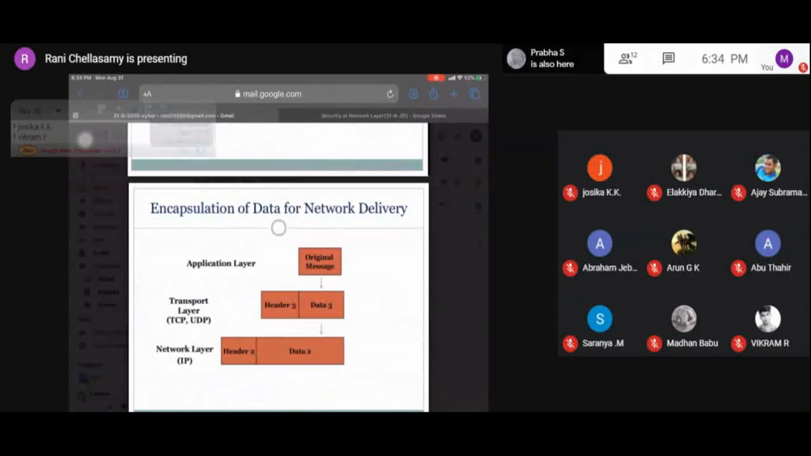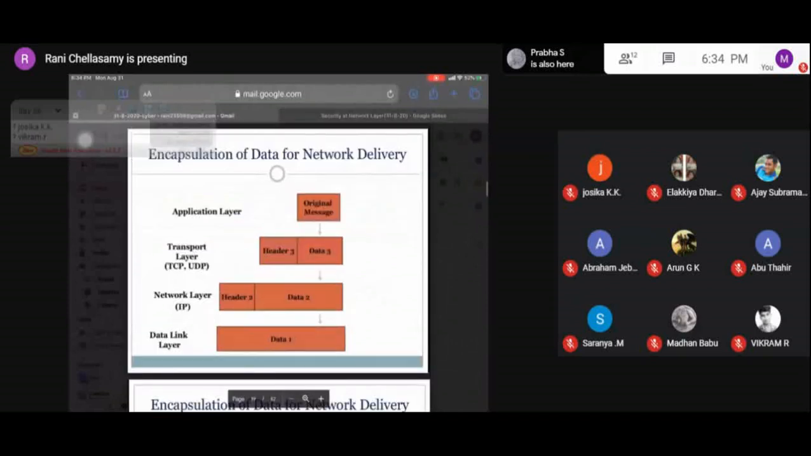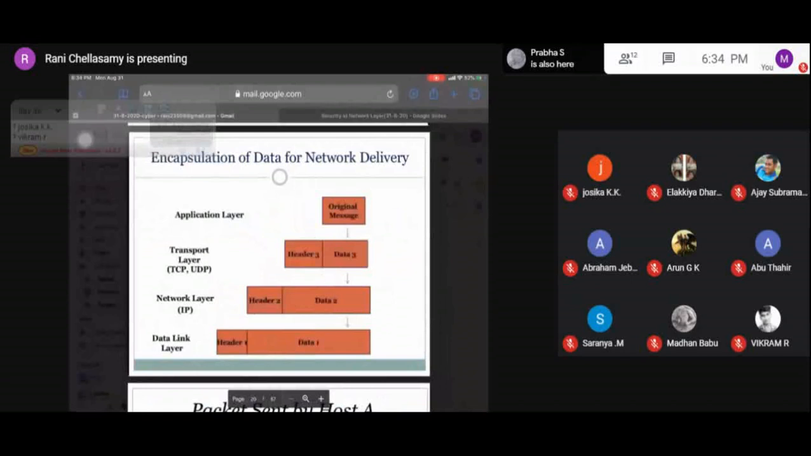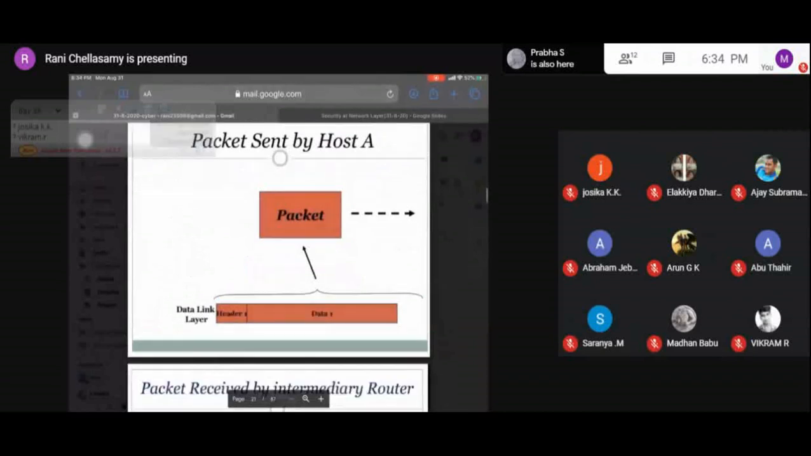The next layer below is the data link layer, where header 1 is added to data 1. In this manner the encapsulation goes on. Here you can see the packet. A packet comprises the data as well as the header part. This is the packet that will be sent by host A.